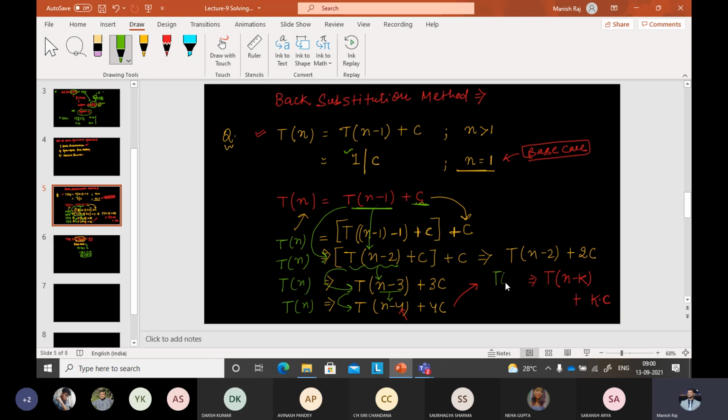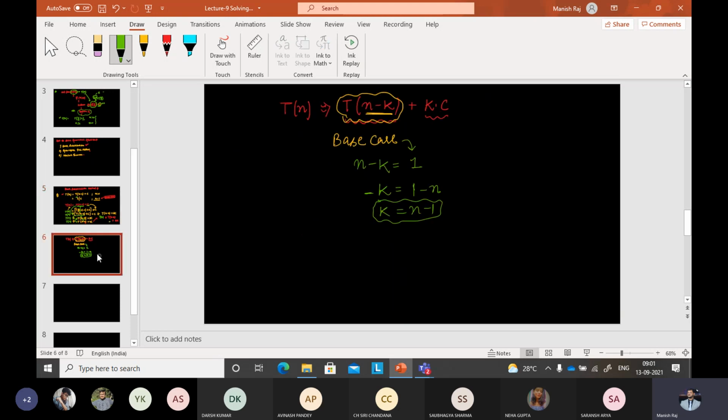इसीलिए मैं जनरलाइज टर्म कह रहा हूँ कि सर tn विल बी tn-k + kc, इसकी वैल्यू ऐसे बढ़ाता जाऊंगा तो दिस रिलेशन विल आई विल गेट दिस टाइप ऑफ रिलेशन. तो अगर मुझे इस टाइप का रिलेशन मिल गया तो यहाँ पे मैं बेस केस देखूंगा. बेस केस विल बी, यहाँ पे मैं 1 करने की कोशिश करता हूँ, n-k को अगर 1 कर दूं तो k की वैल्यू कितना हो जाएगी, n-1.